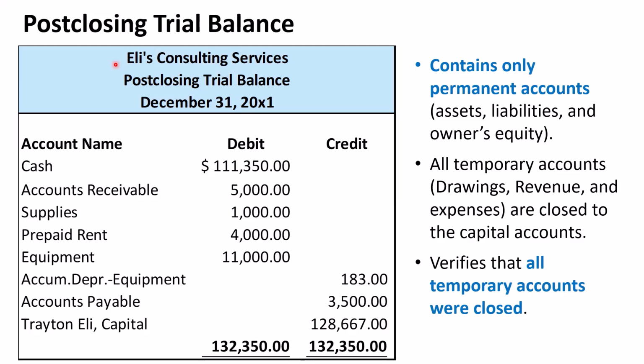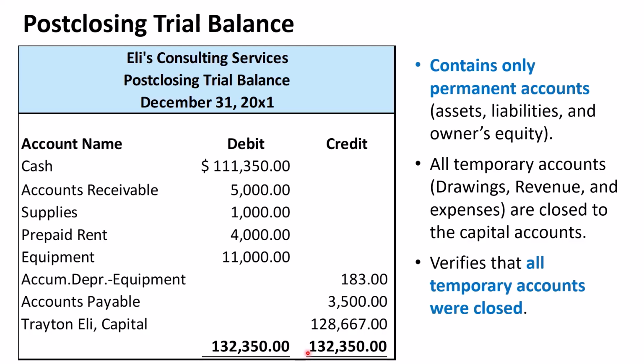This is the post-closing trial balance for Eli's Consulting Services, which is shown on the first line of the header section. The second line contains the title, Post-Closing Trial Balance, and the third header line contains the date, December 31st. Next, we list all asset accounts and their balances in the appropriate column. And remember that accumulated depreciation is a contra asset account with a credit balance. Next, we list all liability accounts followed by the capital account, and we then add up all the debits and the credits, and both should be equal.